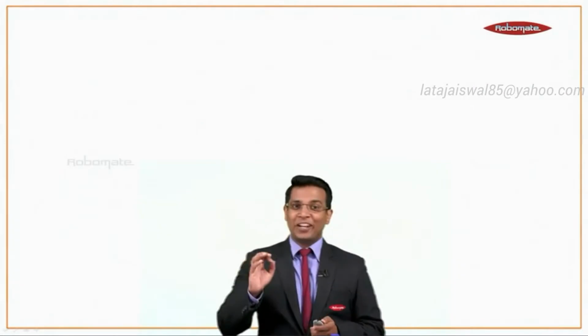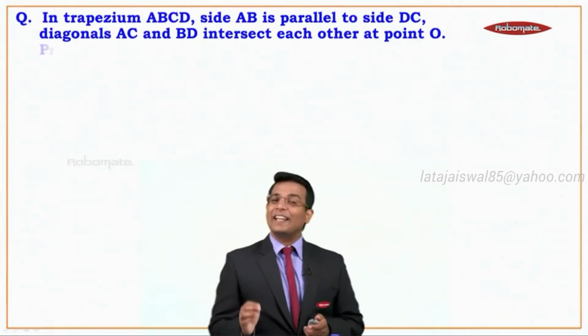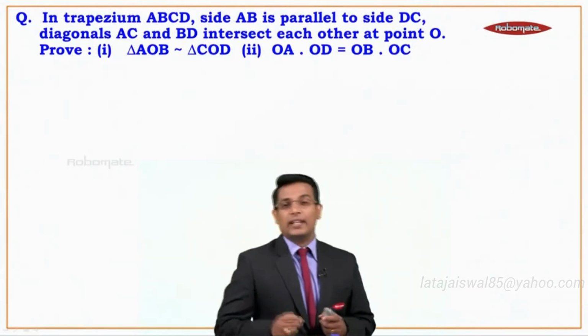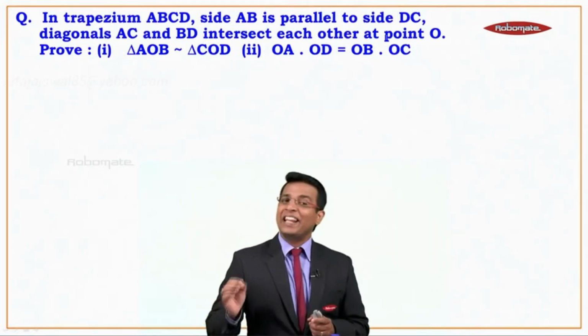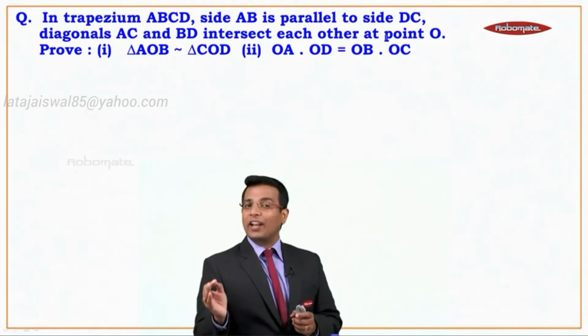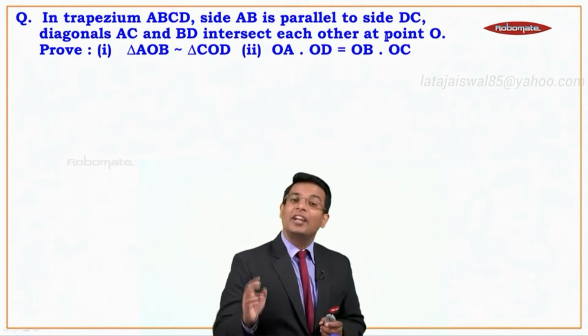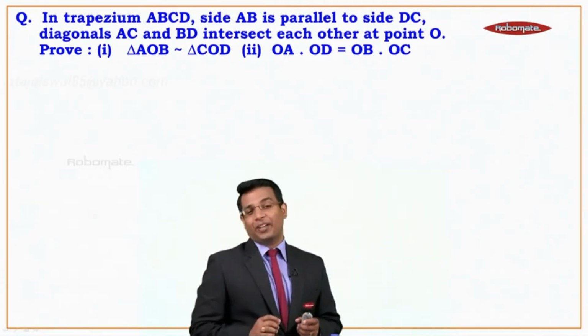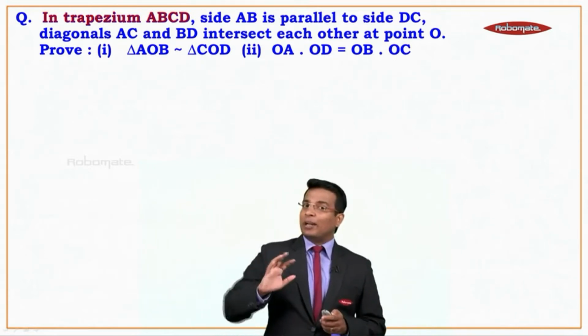Very important and a very interesting sum. Let's see the sum first. It says, in trapezium ABCD, side AB is parallel to side DC, diagonals AC and BD intersect each other at point O. Prove, first, triangle AOB is similar to triangle COD. Number 2, OA into OD is equal to OB into OC. Right? Now we are talking about a trapezium ABCD.